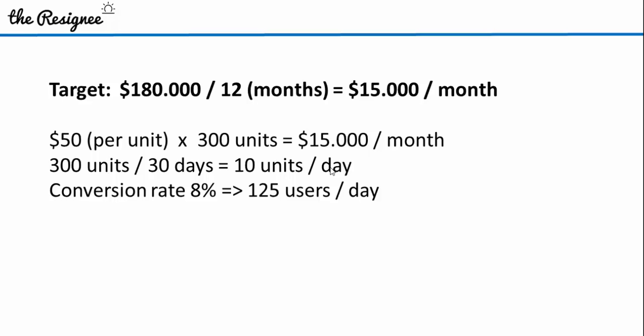A good qualified visitor to buyer conversion rate is 8%. That means you need to attract 125 qualified visitors per day to your blog in order to reach your sales target of 10 tripods a day. To remind you, 10 tripods a day means $15,000 a month and $180,000 a year. Now, that doesn't look impossible to achieve, does it? I'll tell you from experience, it's definitely not a walk in the park, but once you master the marketing and monetizing techniques, trust me, it's achievable.